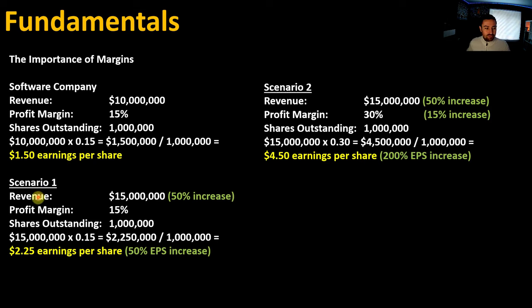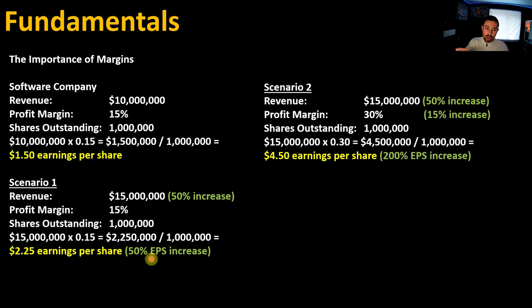Okay, for scenario one, what if we increase the revenue by 50%? Sorry, the only factor we change is the revenue. So we're going to increase it by 50%, which would be an increase of 5 million. So the company's revenue is now 15 million. Profit margin stays the same, 15%. Shares outstanding stays the same at 1 million shares. So now we can work out that the company's earnings per share is $2.25, which is a 50% increase in the EPS. Now let's factor in the margin.